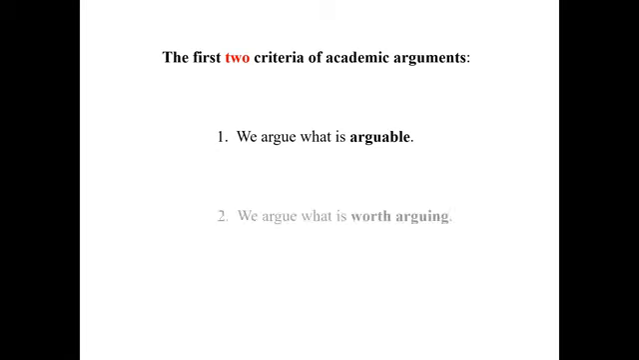The first two criteria of academic arguments are: first, we argue what is arguable. In other words, if we established facts, then we don't argue about facts anymore. For instance, we don't argue anymore that women are inferior to men. We don't argue anymore that the earth is flat. We don't argue anymore that the sun is the center of the universe, because we have established that those are not facts.